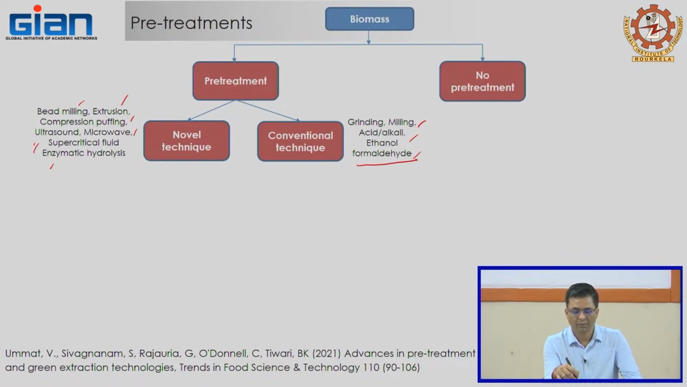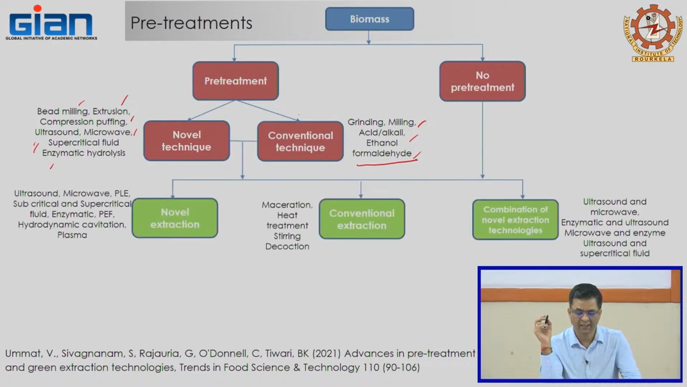So pre-treatment, whether with a new technique or with a conventional technique. Then comes, you can just link anything here. Again novel extraction, as you can see some of the techniques mentioned here are also mentioned here. Biomass pre-treated with a new technique followed by novel extraction. Biomass pre-treated with a conventional technique and then new extraction. Biomass with no pre-treatment followed straight away by extraction.